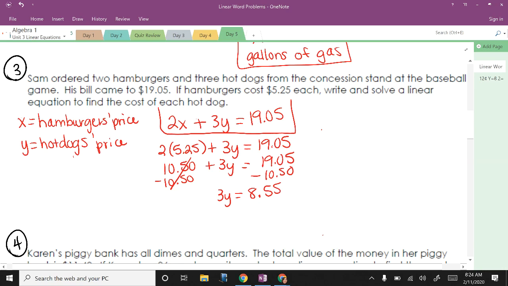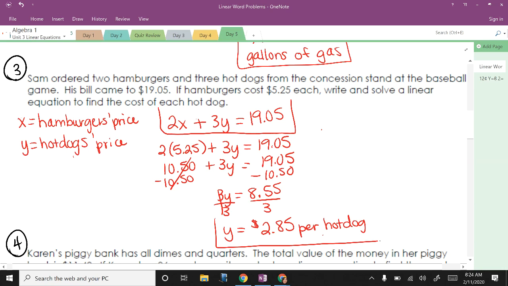And how do I solve for y? Divide by 3. So y equals what? That's not what I got. I got $2.85 per hot dog, right? So each hot dog costs $2.85.